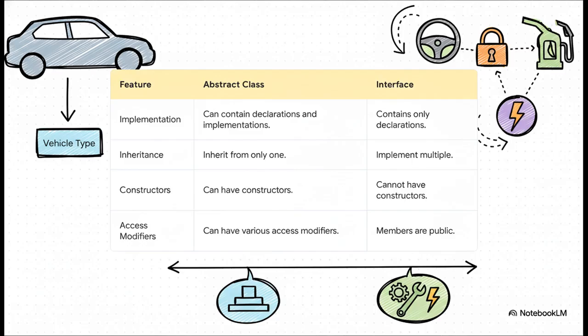Think of it like this. A car is a vehicle. That's inheritance. But it also can be iDrivable, iLockable, and iRefuelable. Those are interfaces. Abstract classes define what something is, while interfaces define what it can do.